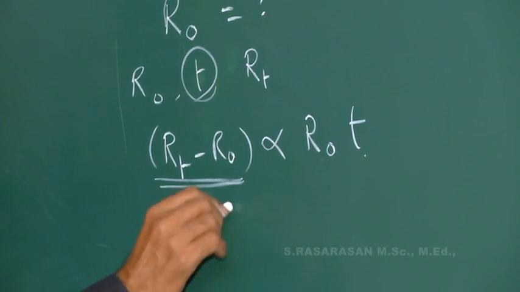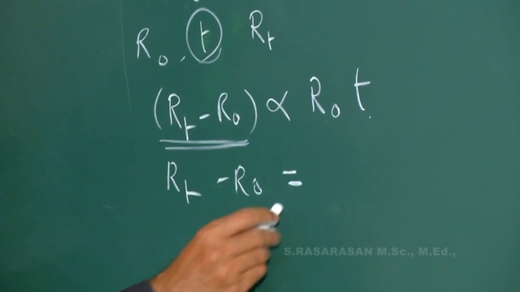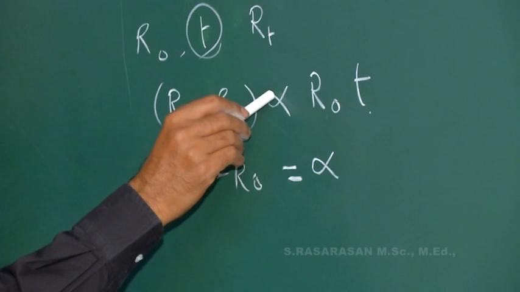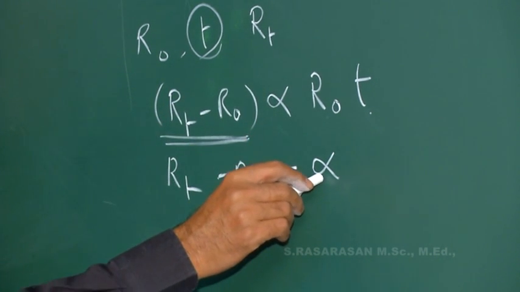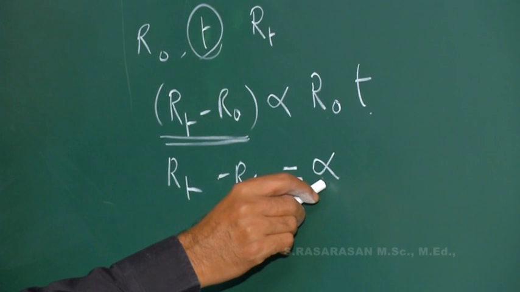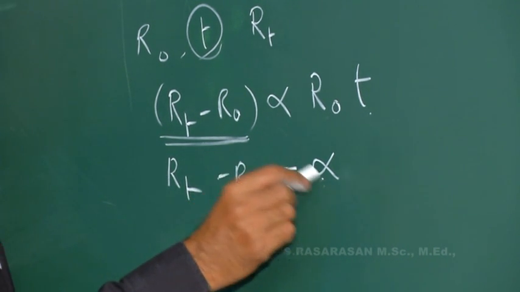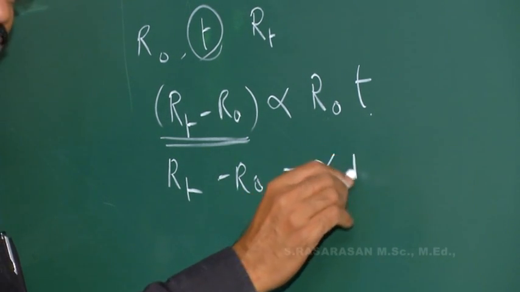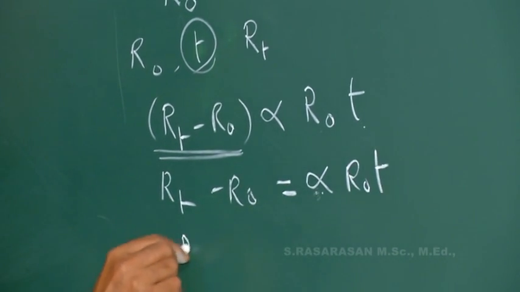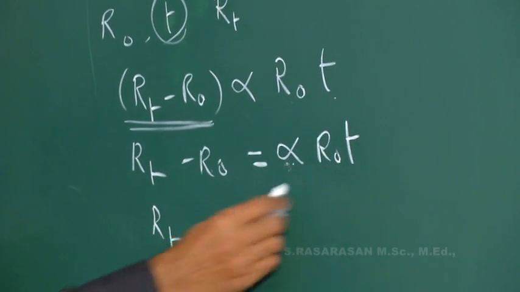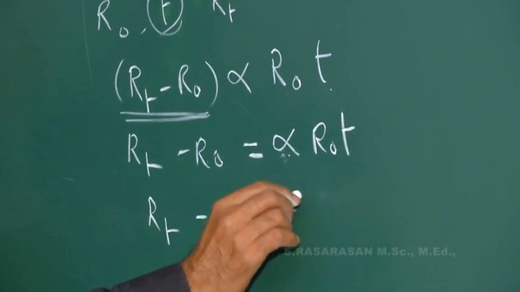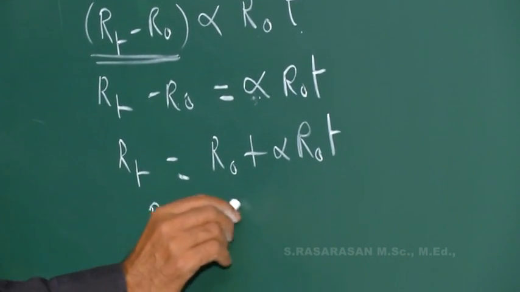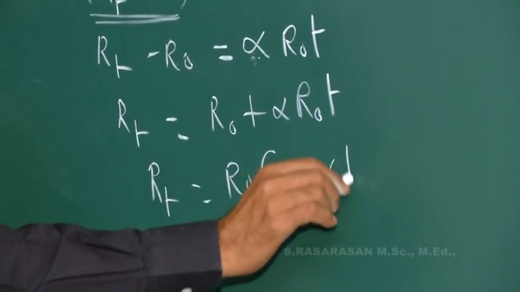This RT minus R0 is equal to some proportionality constant. Let that constant be alpha. This is directly proportional, where alpha is a proportionality constant. What did we name this one? Yes, that's correct. Temperature coefficient of resistance. So RT minus R0 is alpha R0 T, or if you bring this minus R0 there, RT is equal to R0 plus alpha R0 T, or RT is equal to R0 into 1 plus alpha T.